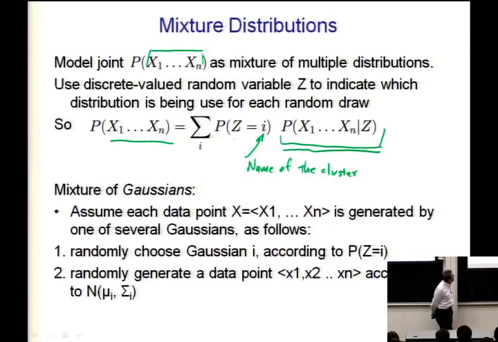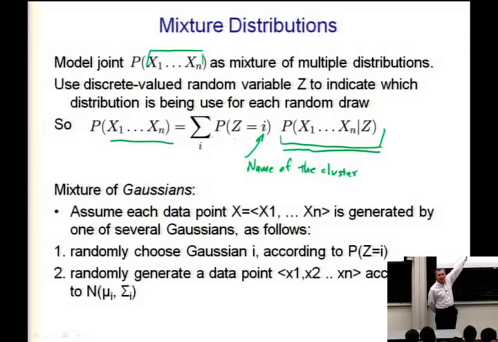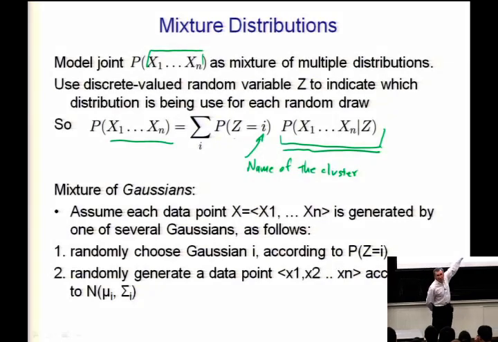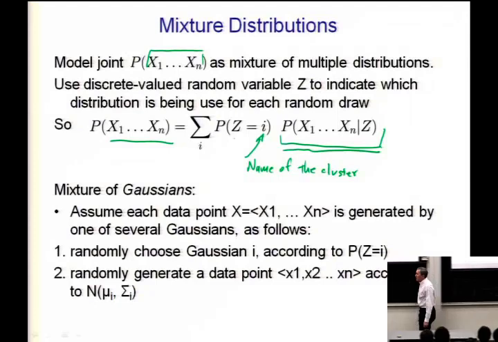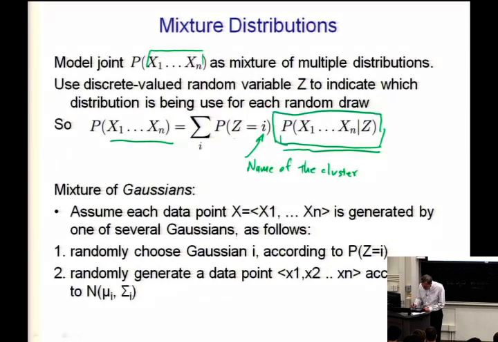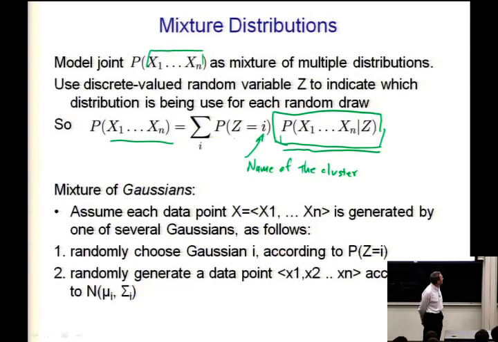And so another way to look at this is, you notice that's the form of an expected value, right? It's the sum over the possible values of a random variable of the probability that it takes on that value times this other quantity. So you can also think of this as just the expected value over p of z of this.